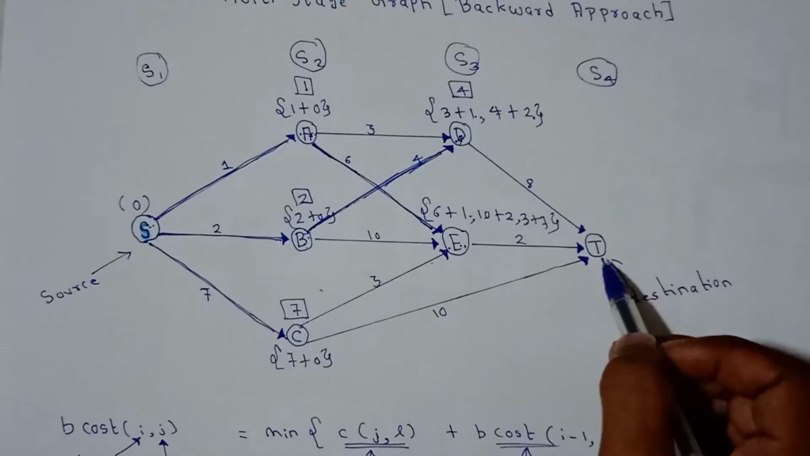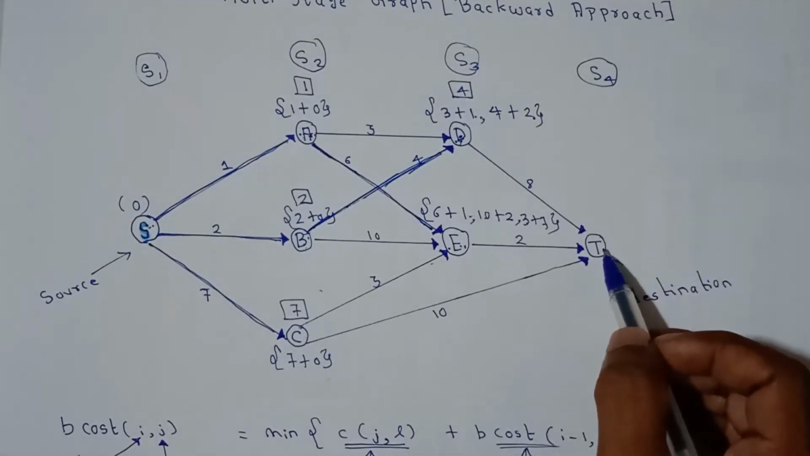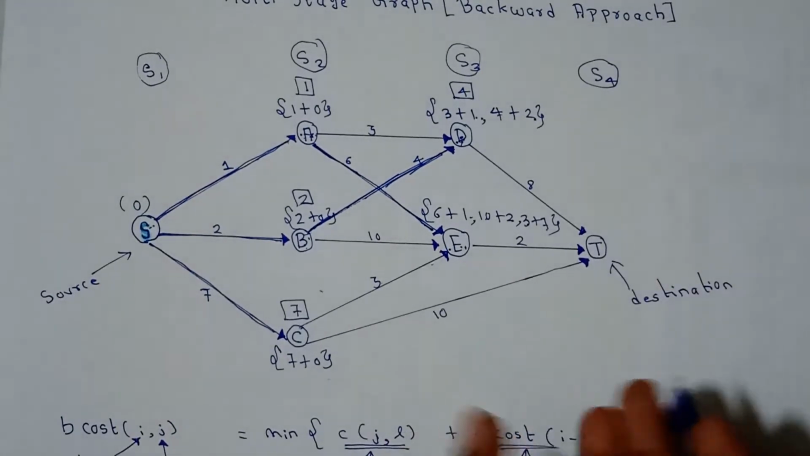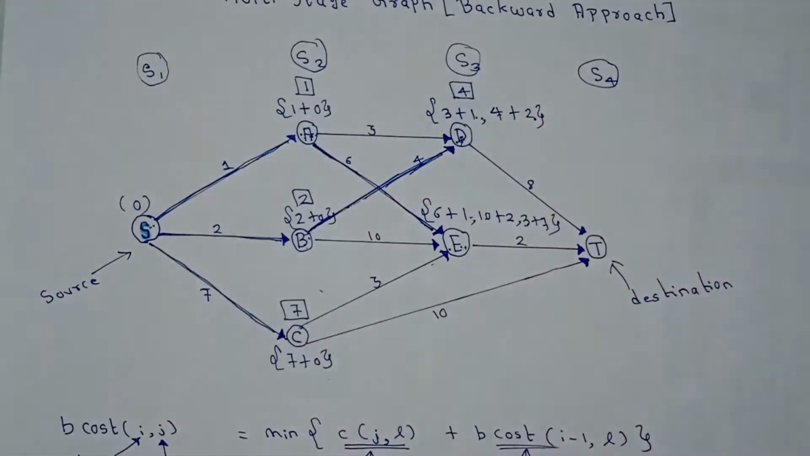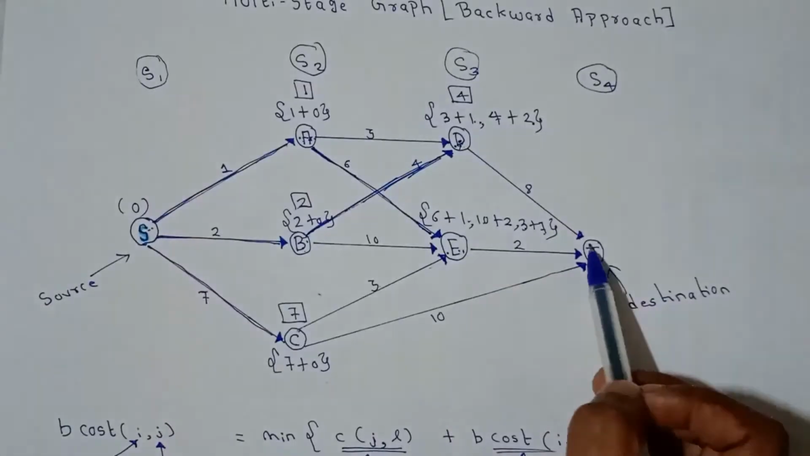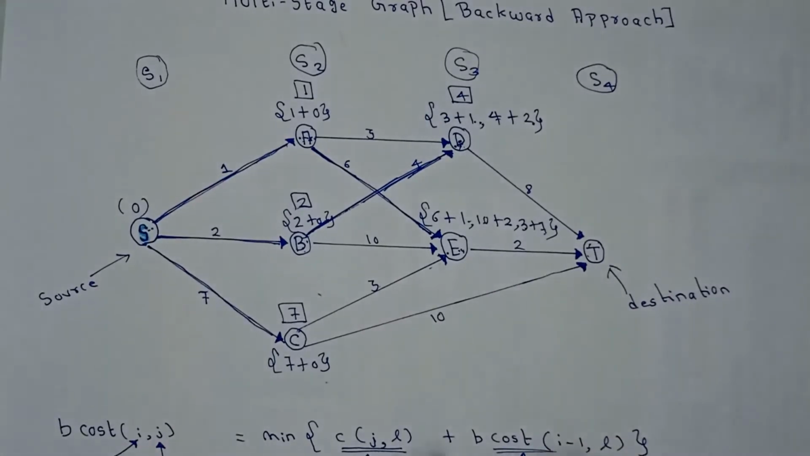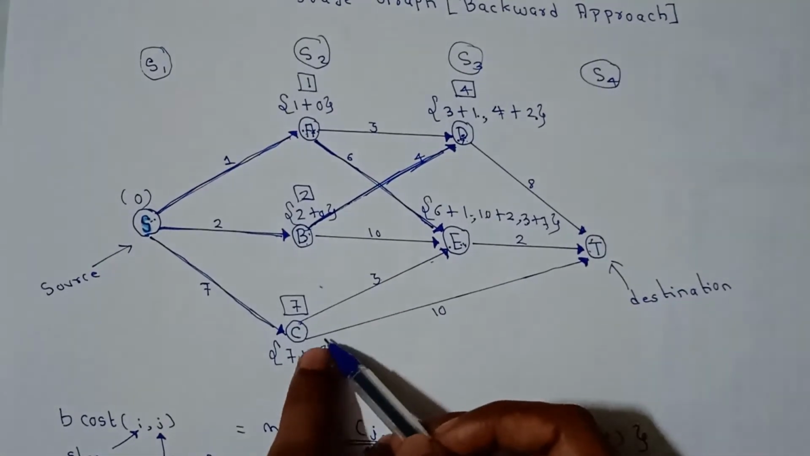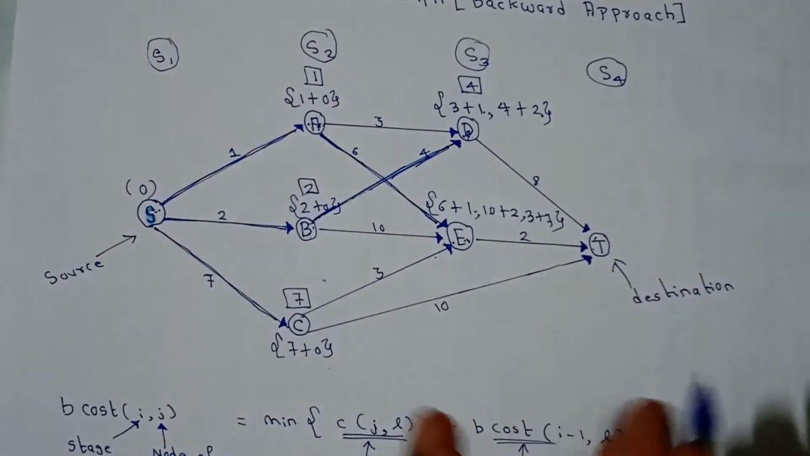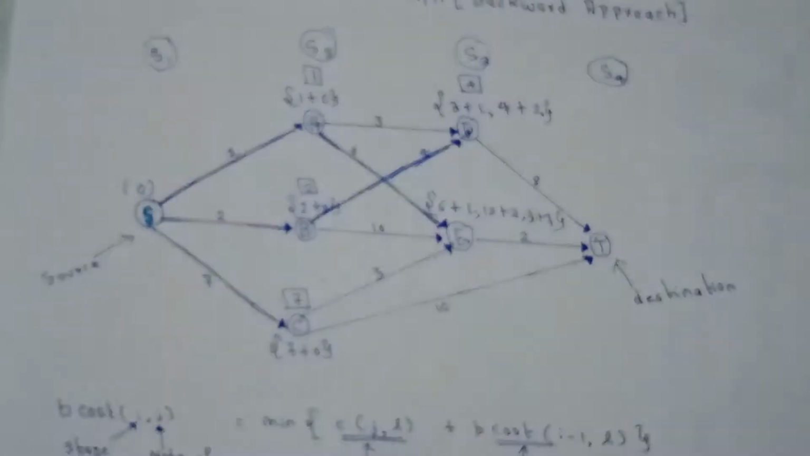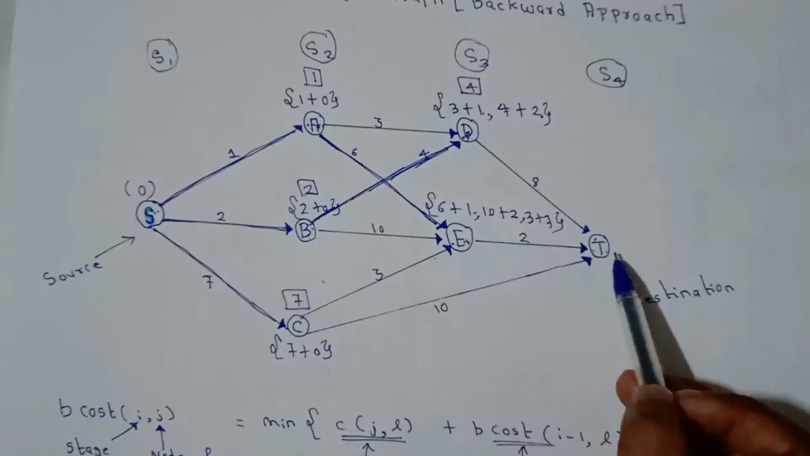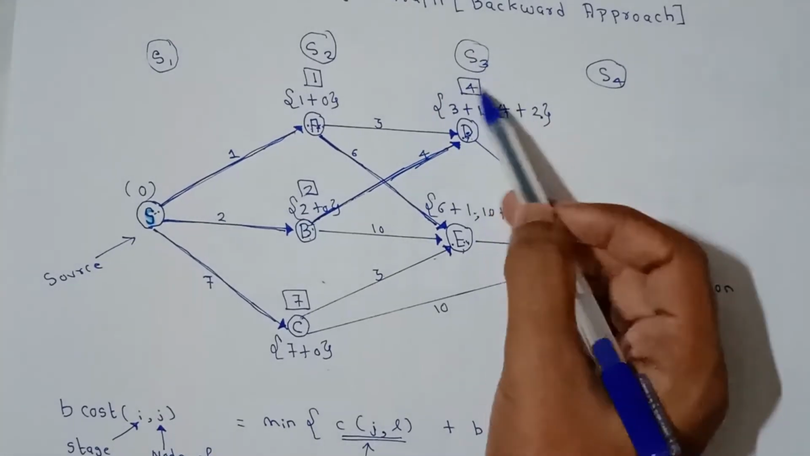In the same way, now we have to calculate the cost of the node which is present at stage 4. So we will see how many paths are possible from the previous stage. From stage 3 we have only two paths, that is D to T and E to T. We have to remember that this path will not be considered, as it is a path from stage 2 to 4, and we only consider paths from the previous stage in the backward approach. So we will consider only these two paths, D to T and E to T, as these two nodes are present at stage 3, right?